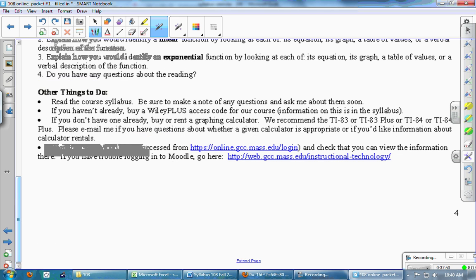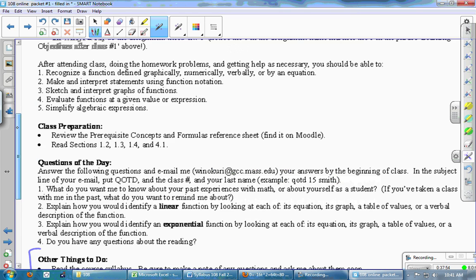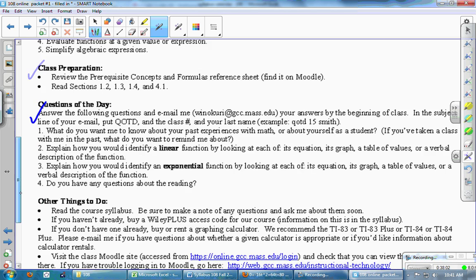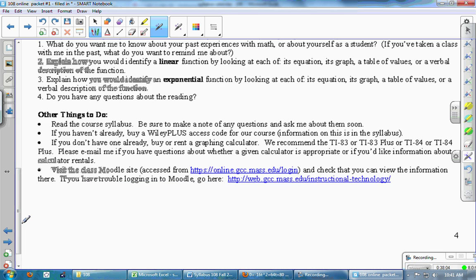Okay, and then sometimes we're going to have another section in this learning objectives list. So learning objectives is all of this. Normally it's homework, then the list of skills, then the class preparation, then the questions of the day. But sometimes there are going to be other things to do, and in particular here at the start of the semester, there are a few other things to do. So you're going to read the course syllabus. Again, you'll find that on Moodle. Make note of any questions that you have and ask me about them soon.